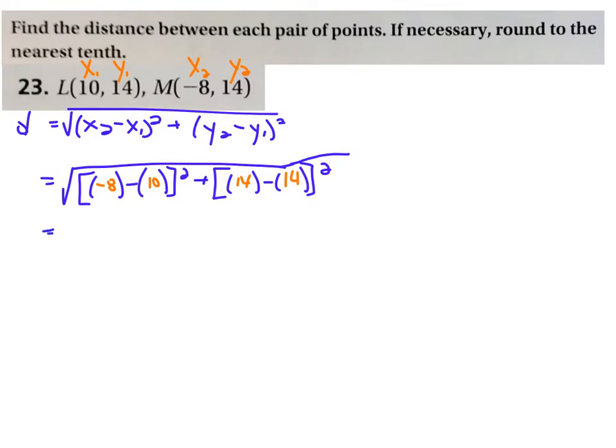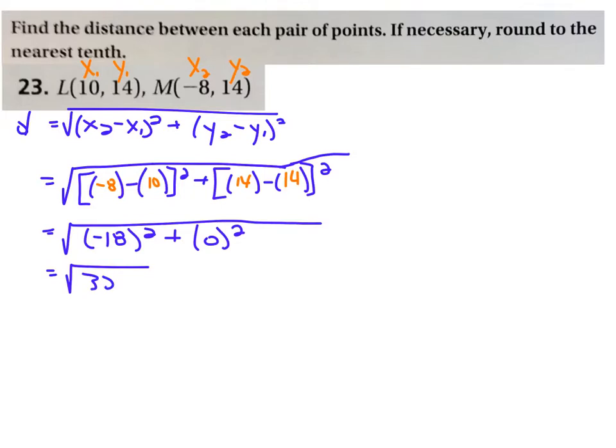Now, how do we simplify it? Well, we say the square root of, and what is -8 minus 10? It is -18 squared plus 0 squared. So what we really get is just 18 times 18, and you can use a calculator for that if you want to. 18 times 18 is 324. And if you don't have a calculator, then you can just do the calculations over on the side. Just don't do them below here, right?